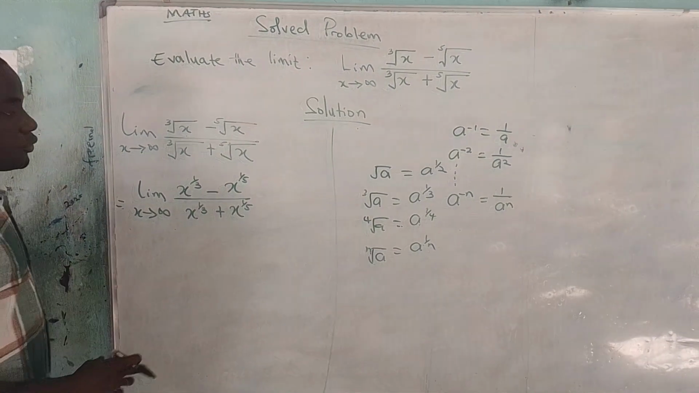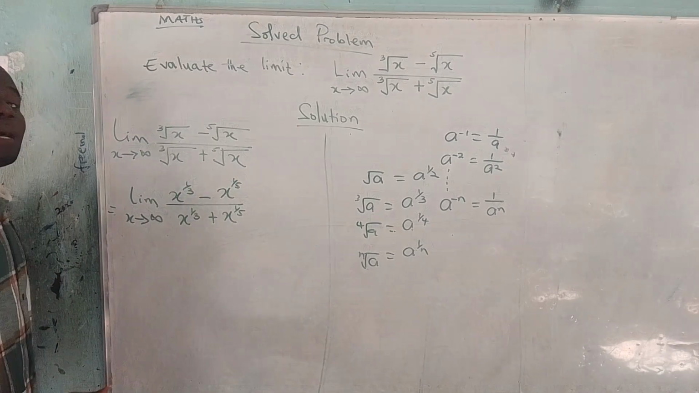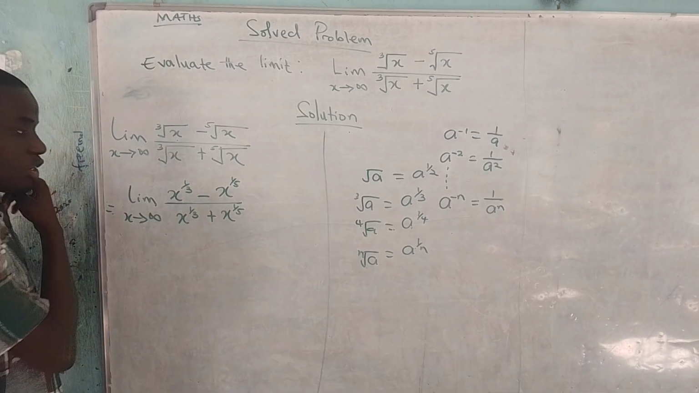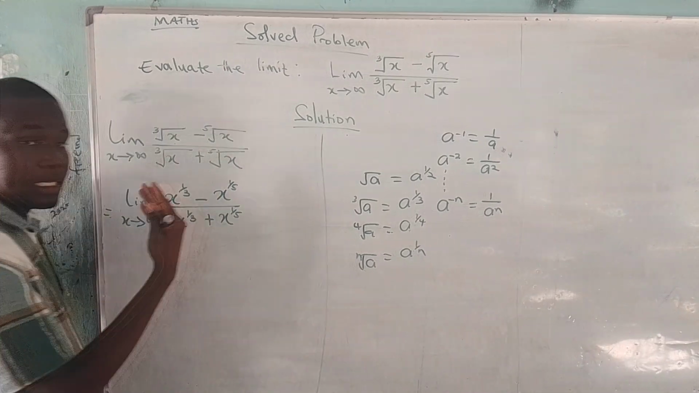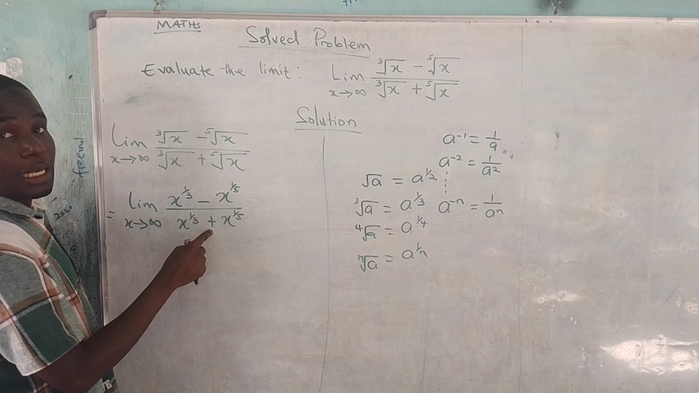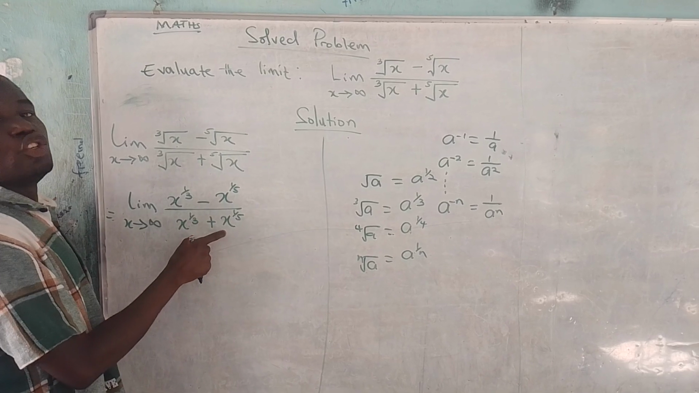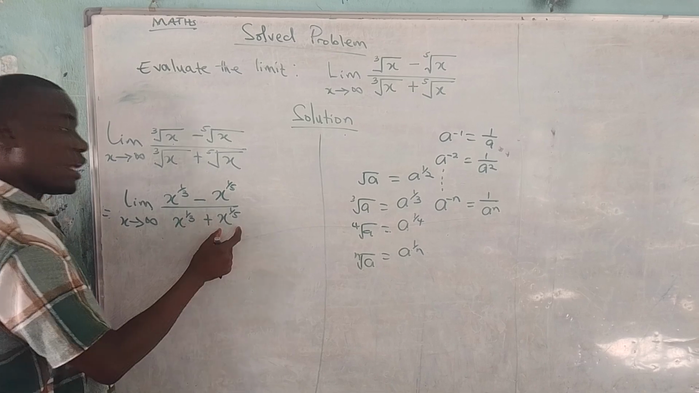So now, wannan haka zai fi sauƙin ganewa in muka cire root din muka sassa power. So kamar yadda muka ce, idan zamu yi dealing the limit as x approaches infinity or minus infinity, we bring our concentration to the denominator. Mu maido la'akarin mu kawai a nan denominator. How many terms do we have? We have 2 terms, this and this.